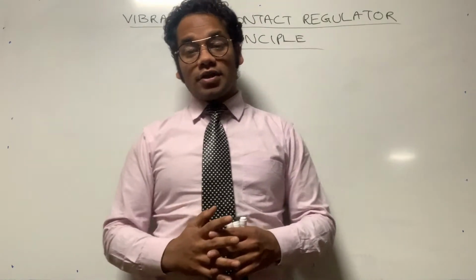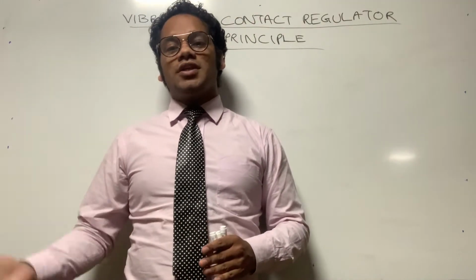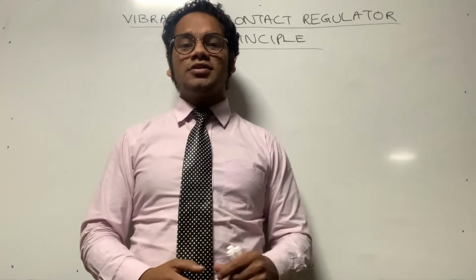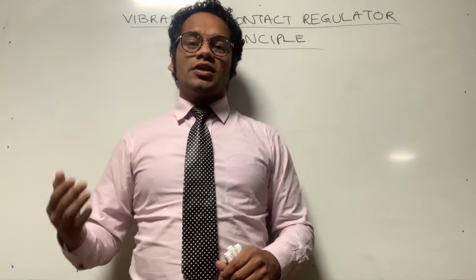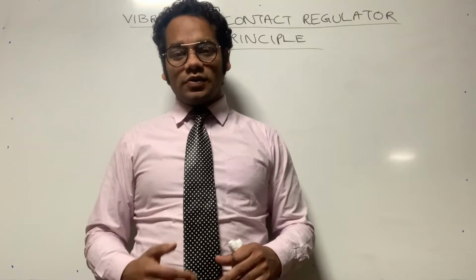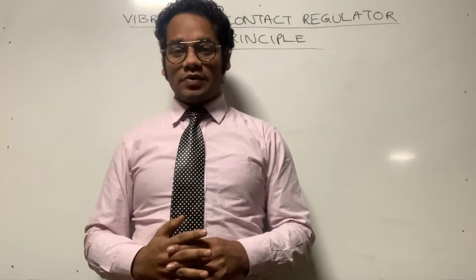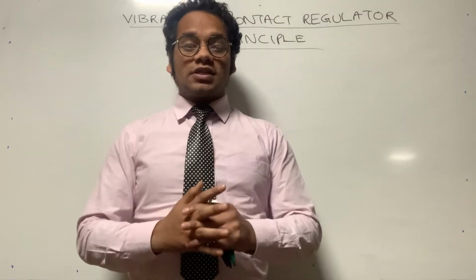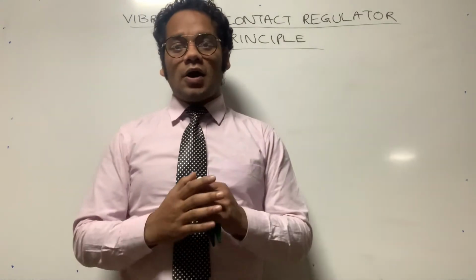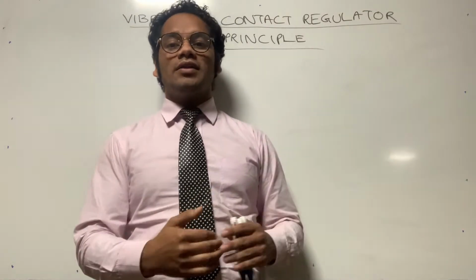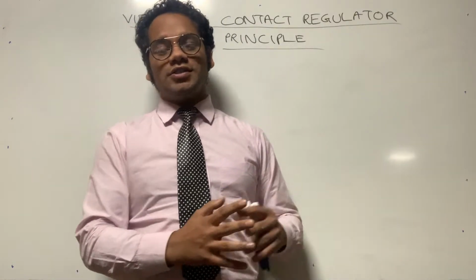So in those generators, how was the voltage regulation done? Voltage regulation in those DC generators was done using different types of regulators. One of them is the vibrating contact regulator, so I'll be discussing its principle. How does it work, and how does it regulate the voltage output of the generator?